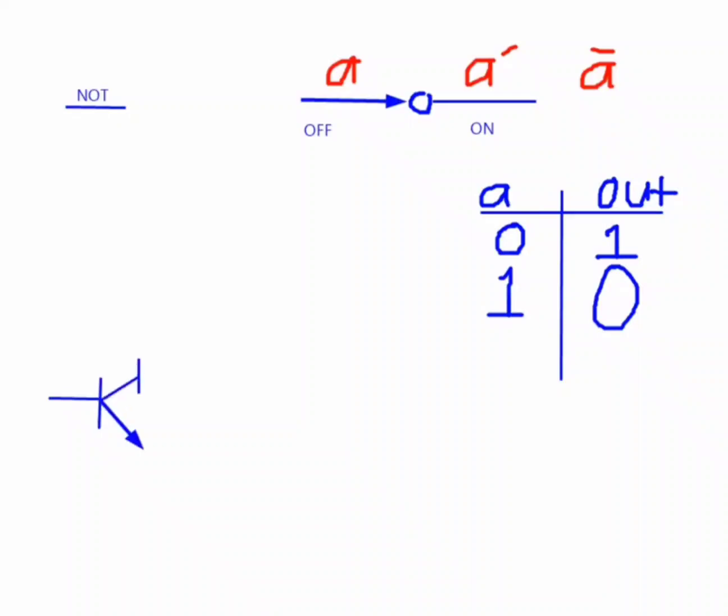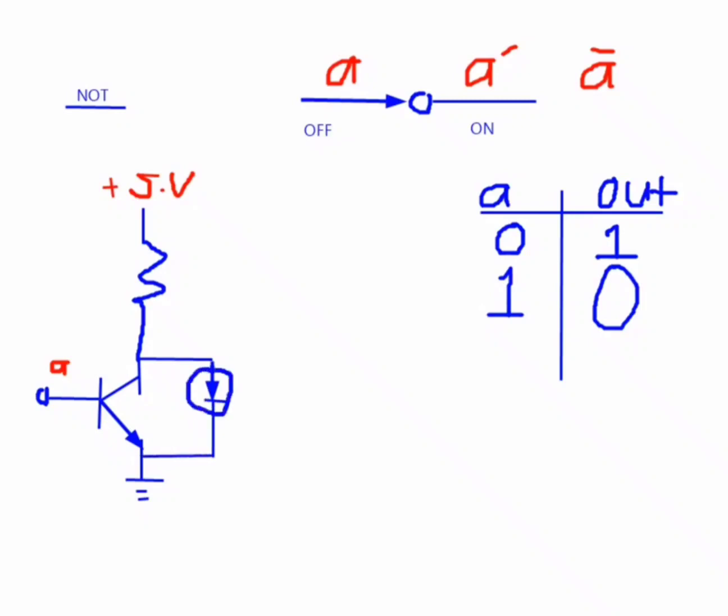Now how can we represent this using a transistor circuit? So in here we have the voltage source, and on the left we have the input, and the emitter is attached to the ground, but the LED will be connected across the collector of the transistor and the emitter. In this part is the LED, and it will be the output. Let's say the input A is in the on state, will the LED be in on state or off state?